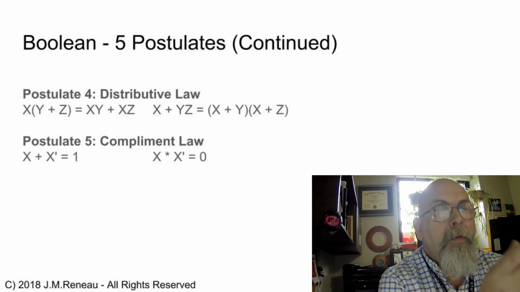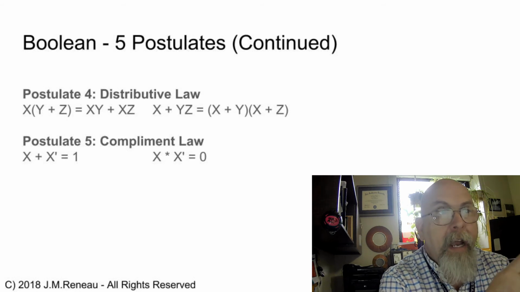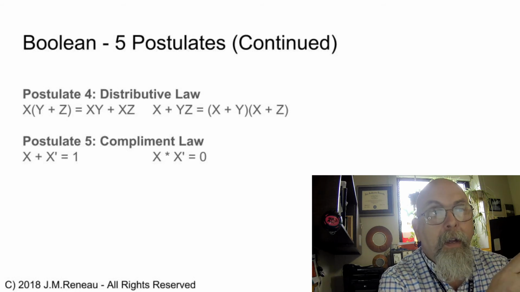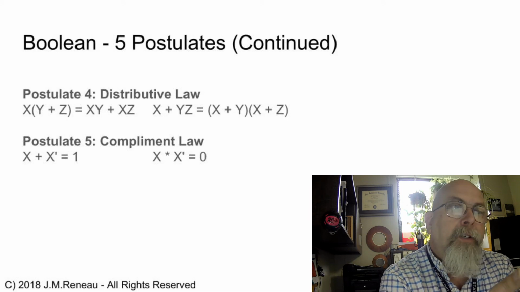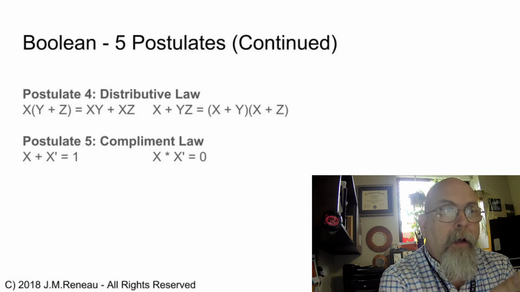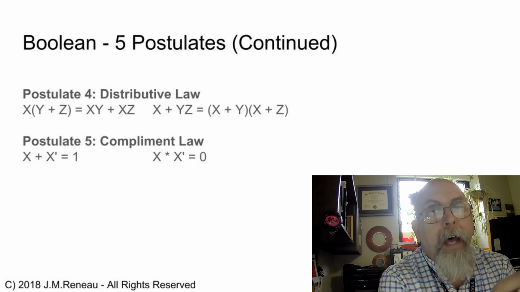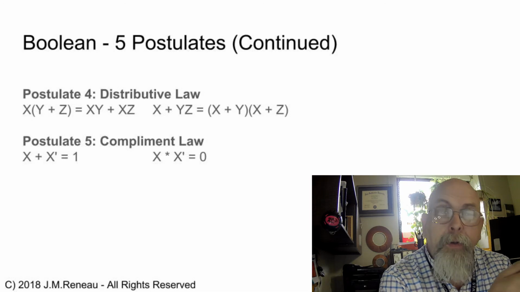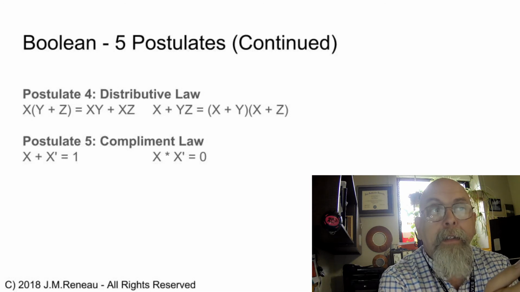And we can then distribute out the x, and we can eventually see that x plus yz is equal to the quantity of x plus y times the quantity of x plus z, as we prove the distributive law. The last postulate is the complement law, that says x plus not x, or true plus false, is true, or false plus true is true. And in multiplication, a value times its not is 0.